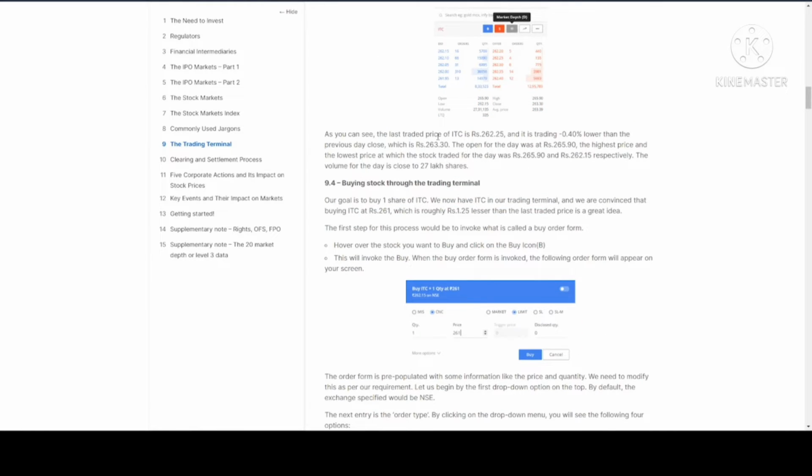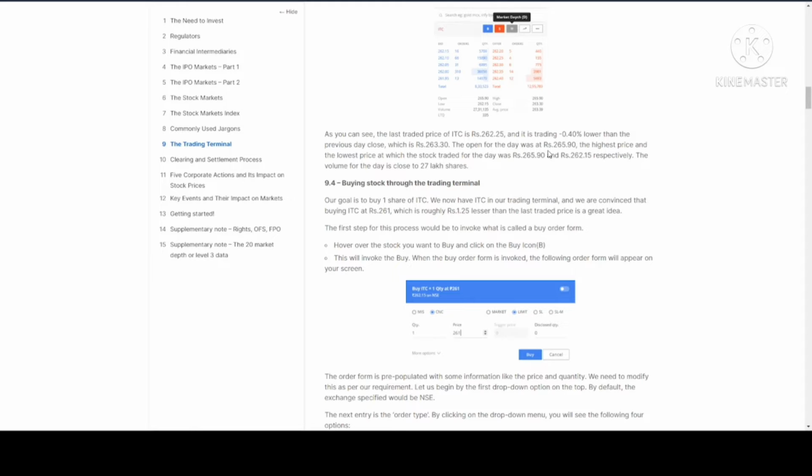As you can see, the last traded price of ITC is 262.25, and it is trading 4.0 lower than the previous day close, which is 263.30. The open for the day was at rupees 265.90.